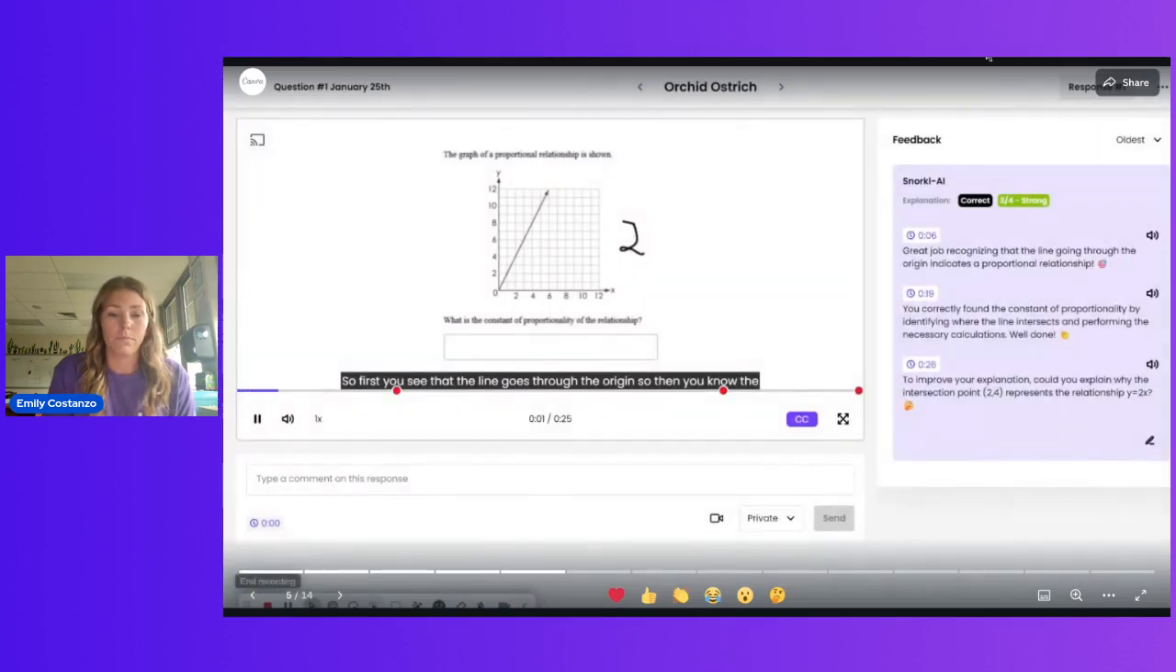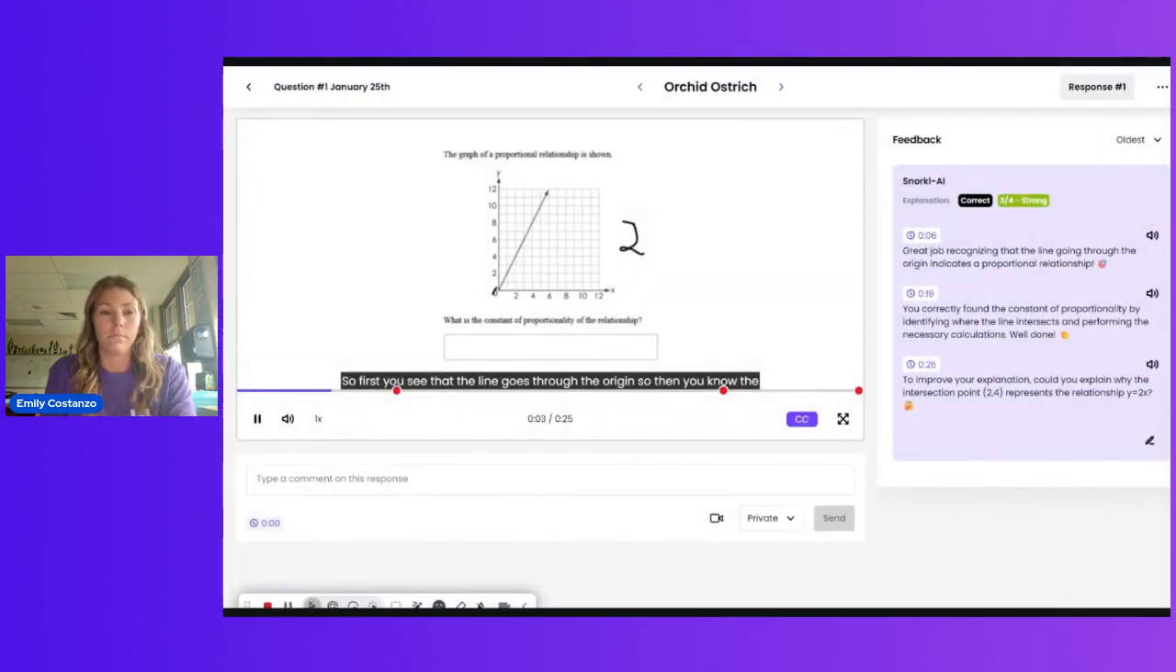So first you see that the line goes through the origin. So then you know the constant of proportionality will be a whole number. Then you look up to see where the line intersects, and you see it intersects at (2, 4). So then you divide 4 over 2 and get 2. And that is your constant of proportionality.